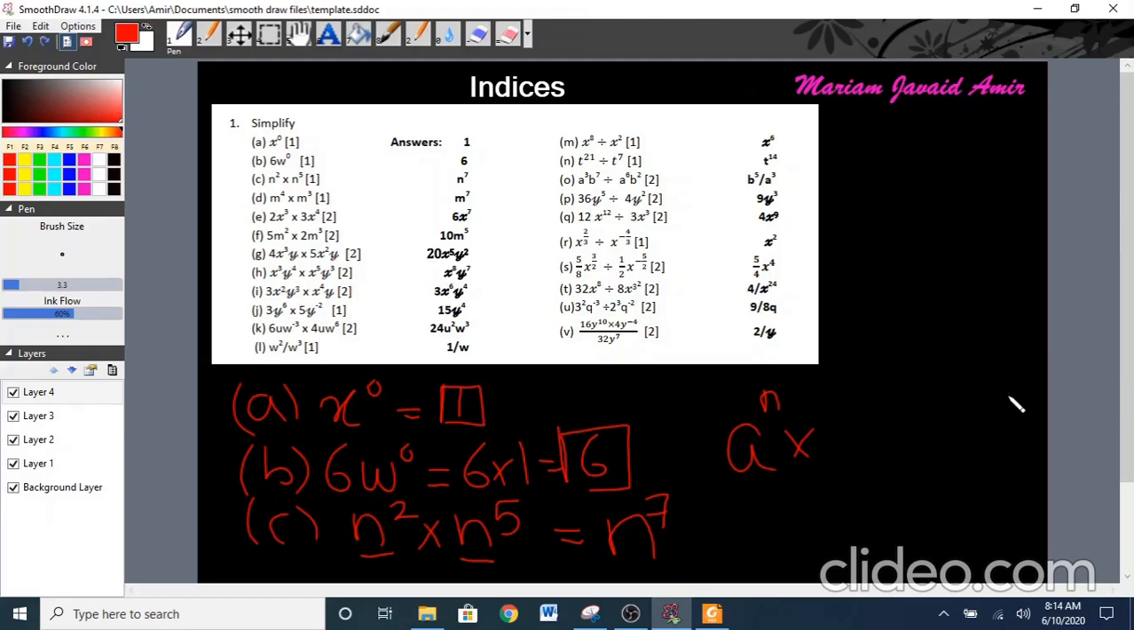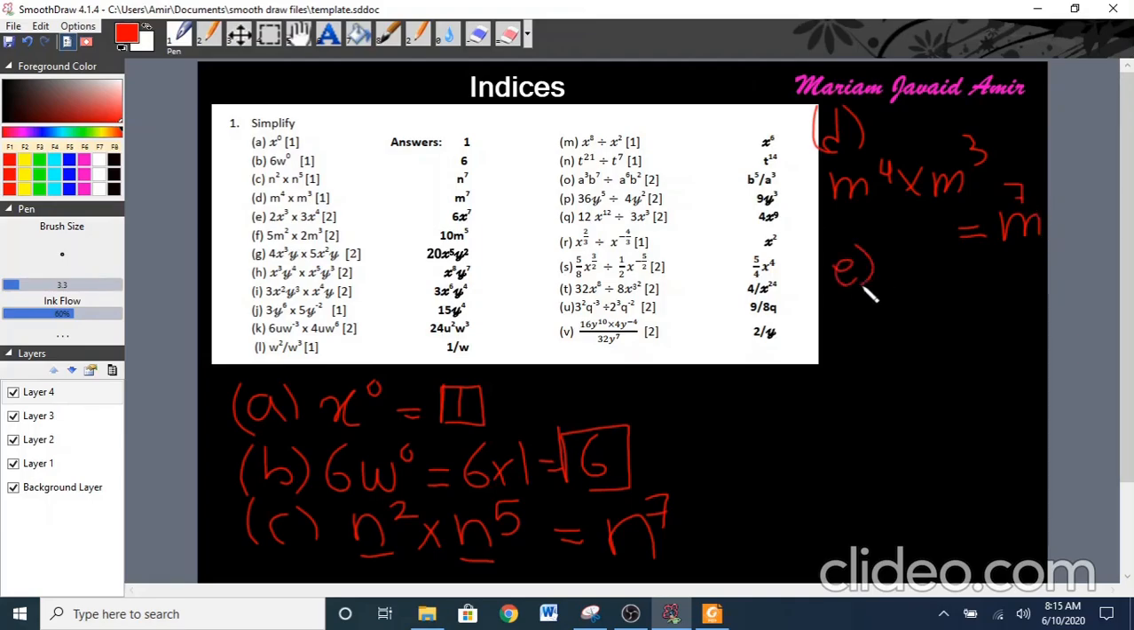Alright, part D. Part D is m^4 times m cubed. This becomes m power 4 plus 3, 4, 5, 6, 7. So we get m power 7.